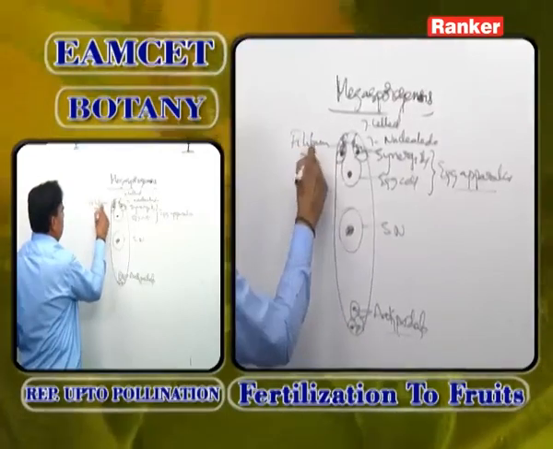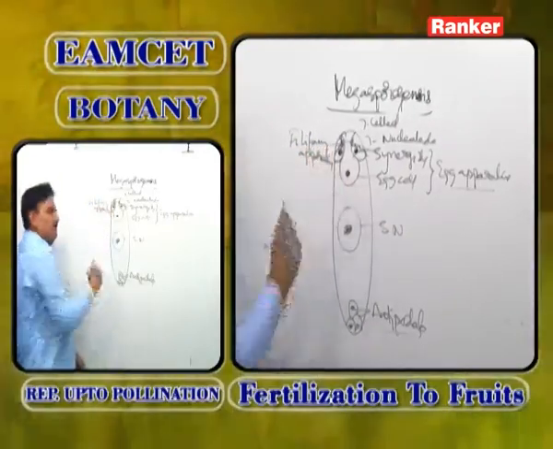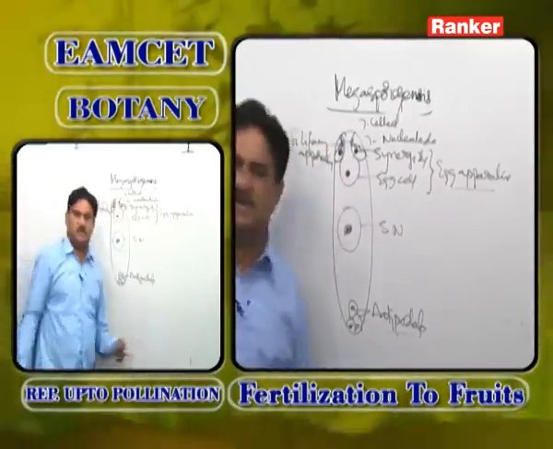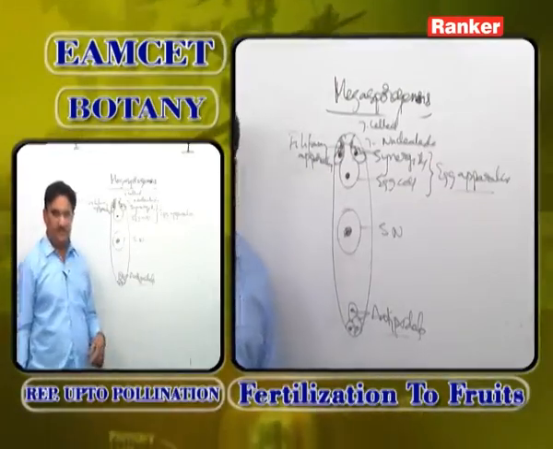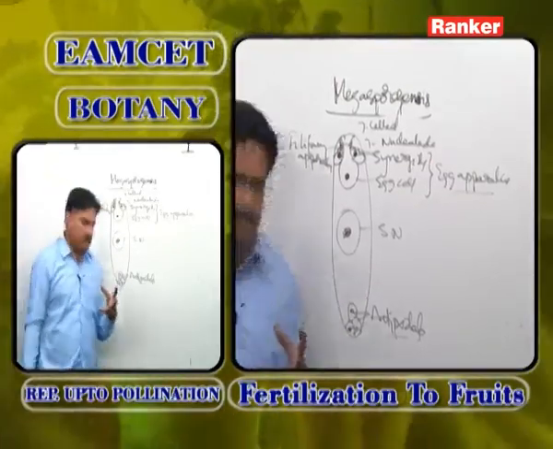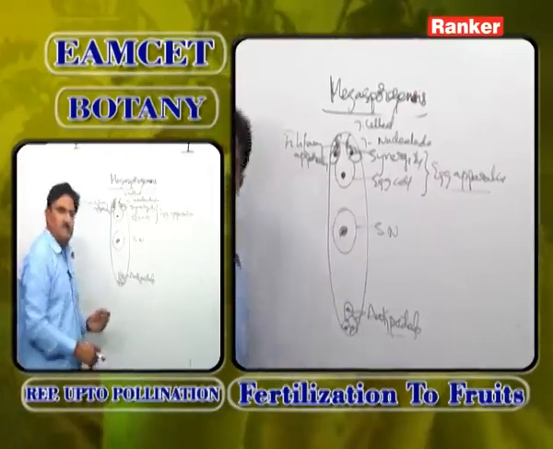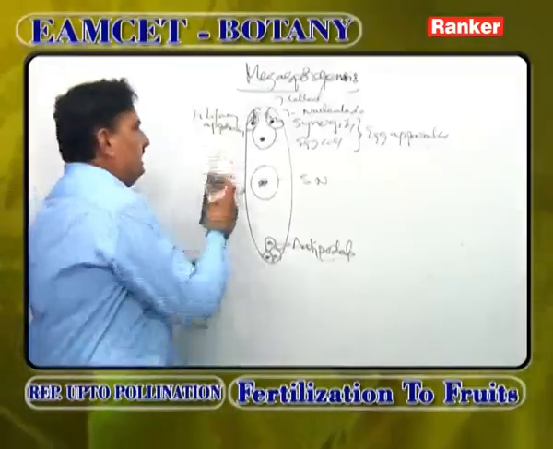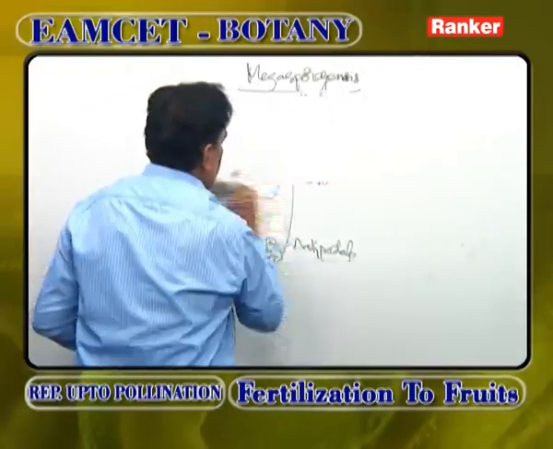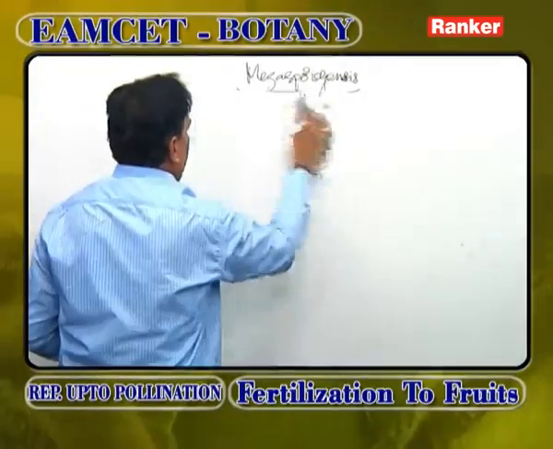The filiform apparatus performs two functions. One is they collect food from the nucellus and supply it to the developing embryo sac, and it also secretes chemical substances which guide the movement of the pollen tube into the ovule. The egg cell is involved in syngamy and the secondary nucleus is involved in triple fusion.